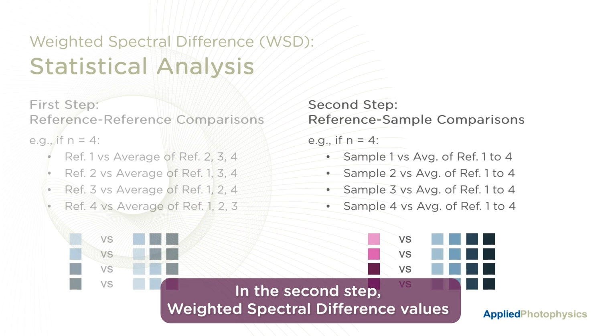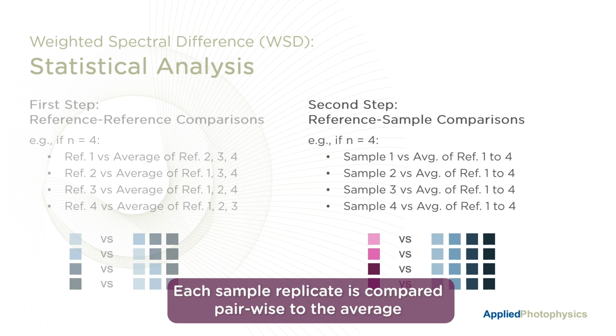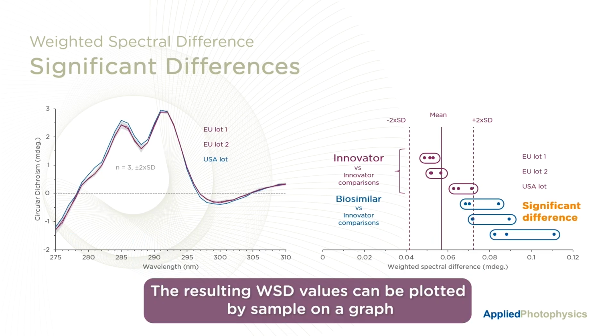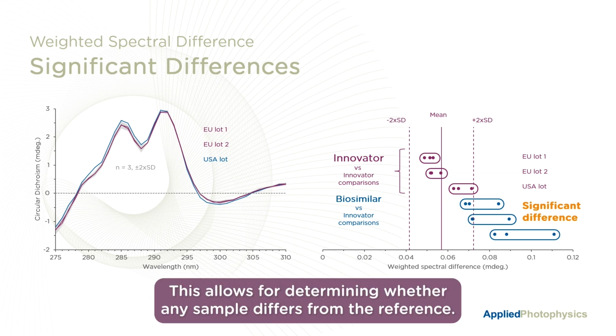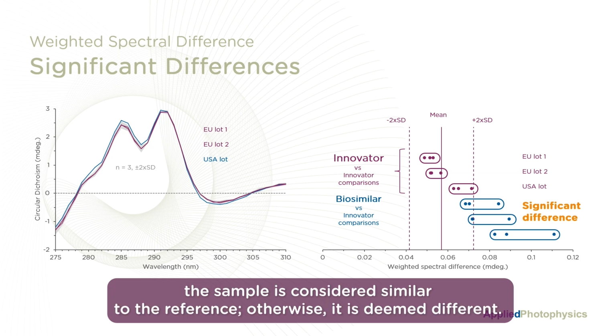In the second step, weighted spectral difference values are calculated for the samples, i.e., reference sample comparisons. Each sample replicate is compared pairwise to the average of all reference replicates. The resulting WSD values can be plotted by sample on a graph alongside the established quality range. This allows for determining whether any sample differs from the reference. If the WSD values for enough sample replicates fall within the quality range, the sample is considered similar to the reference. Otherwise, it is deemed different.